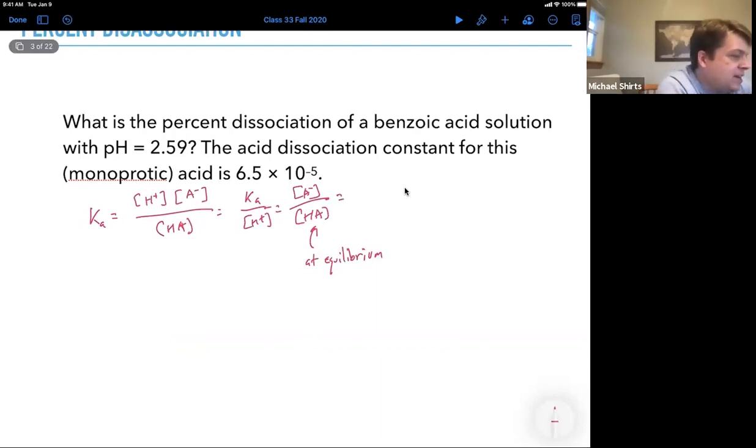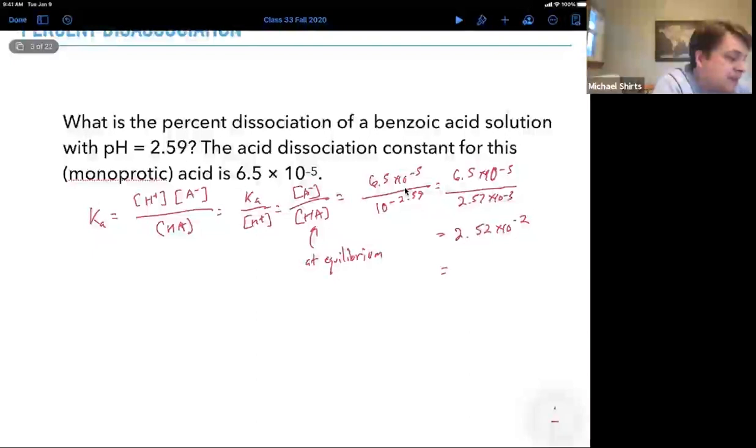So we plug this in. We've got Ka. It's 6.5 times 10 to the minus fifth. And the concentration of H plus, we have that. It's 10 to the minus 2.59 since we have the pH. So that ends up being 6.5 times 10 to the minus 5 divided by 2.57 times 10 to the minus 3. And that gives us 2.52 times 10 to the minus 2. So that gives us 2.5% dissociation.